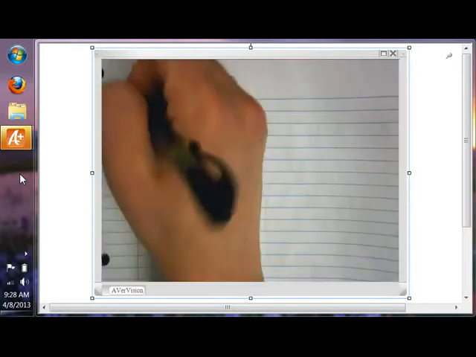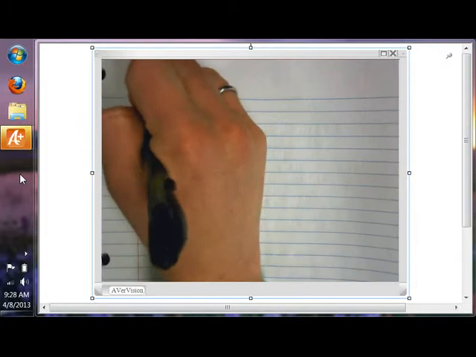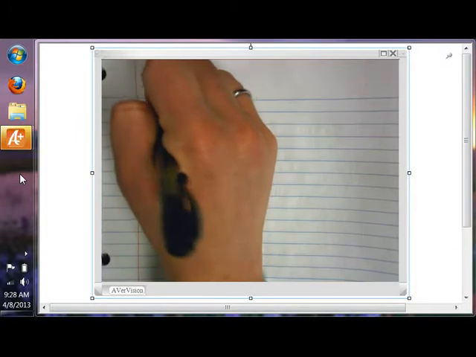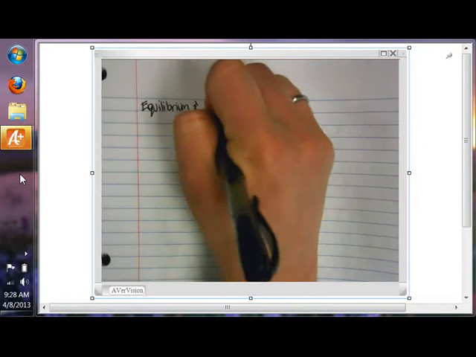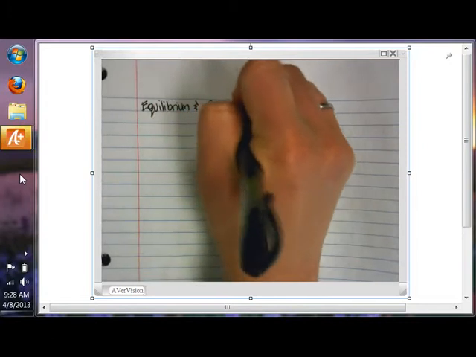Anyways, title of the notes is Equilibrium and Reversible Reactions.